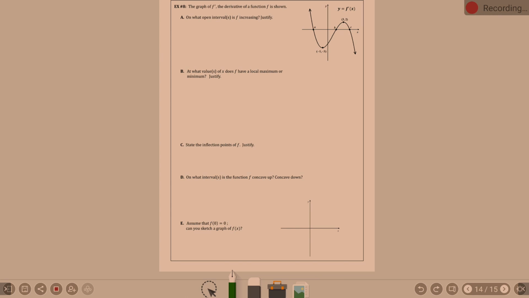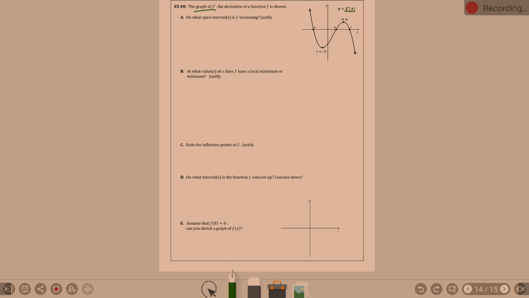Okay, the graph of f prime, the derivative, is shown. Always, always, always take a moment and assess: what is this a graph of? It will always tell you. f prime. That is f prime. You're going to have to think differently here, right? We have to stop and think, okay, this is f prime that is right here.